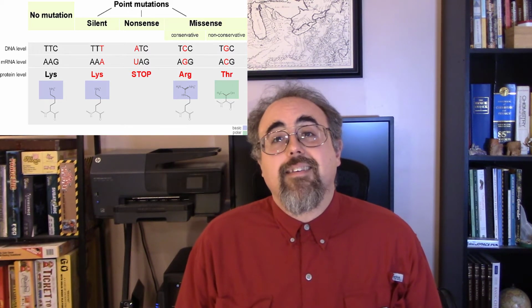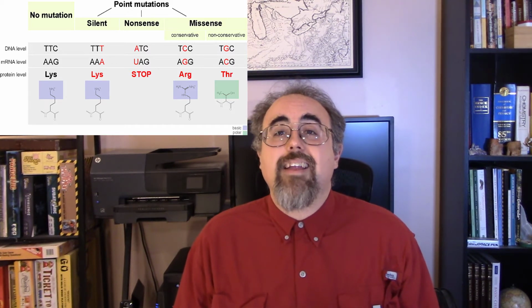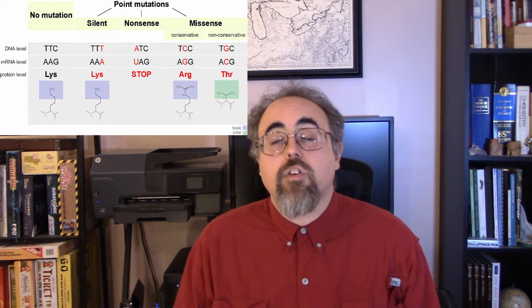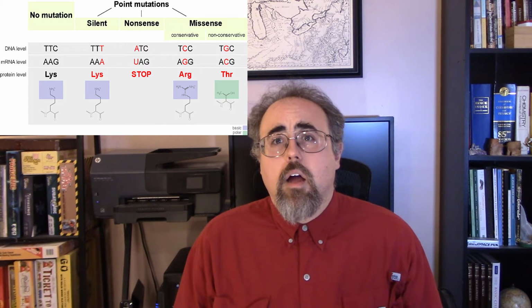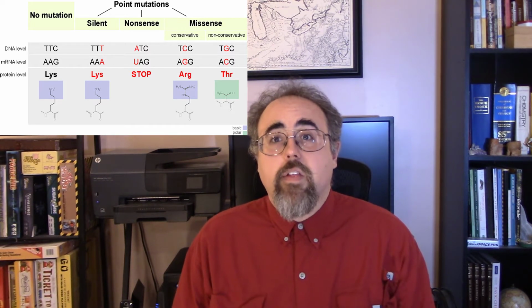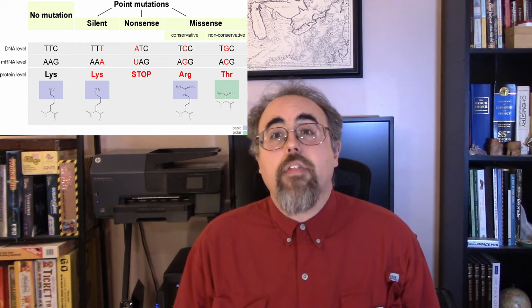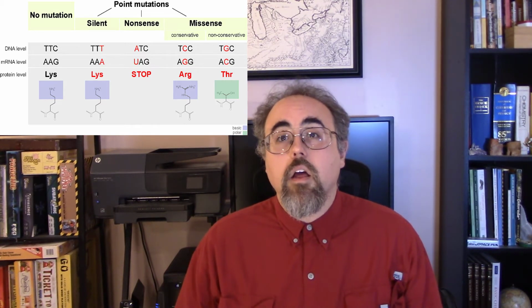You could also have a missense. This is kind of like the silent mutation, but instead of changing the codon so it's the same tRNA, it's now a different one. So you have an amino acid that's put in, but it's the wrong amino acid. This is what we see in sickle cell anemia.